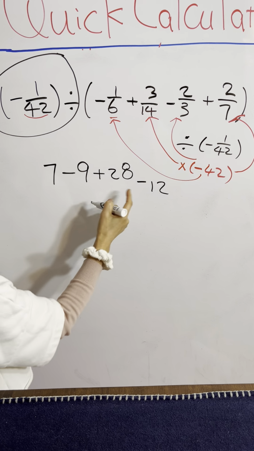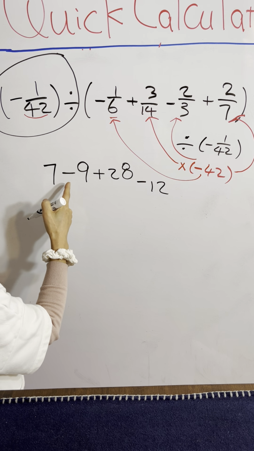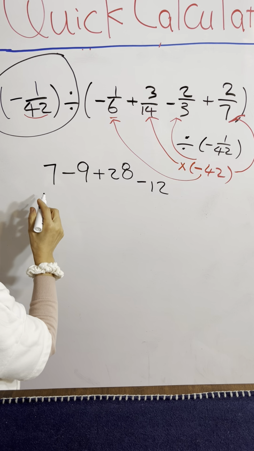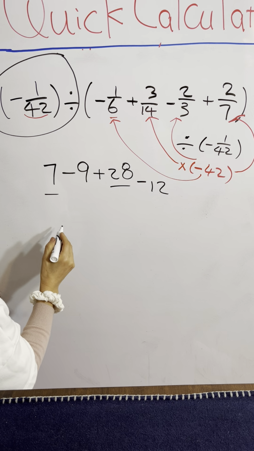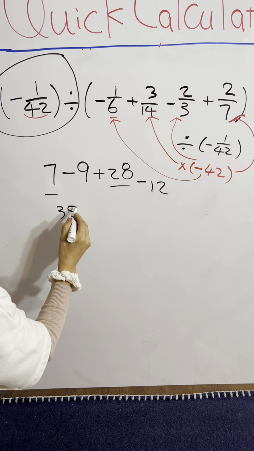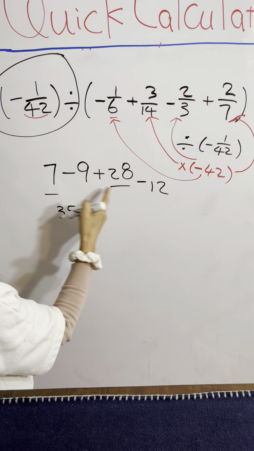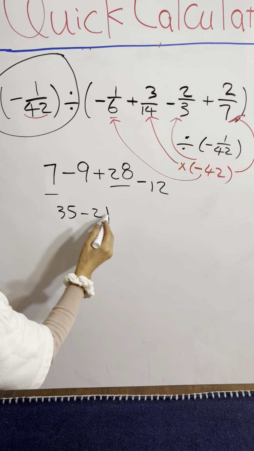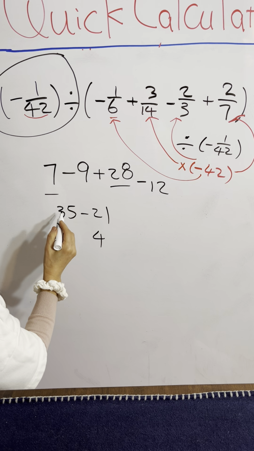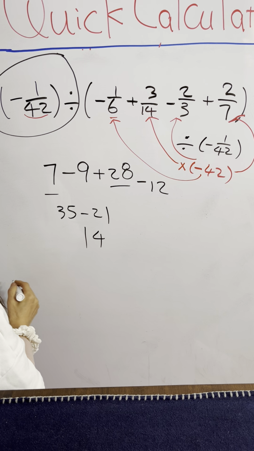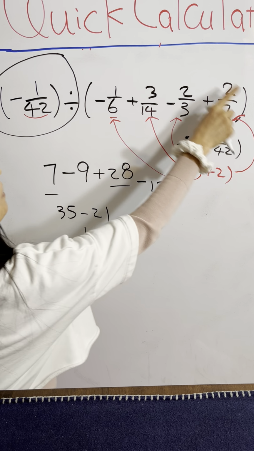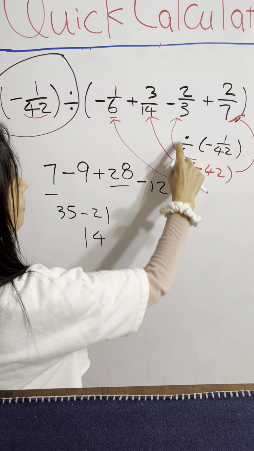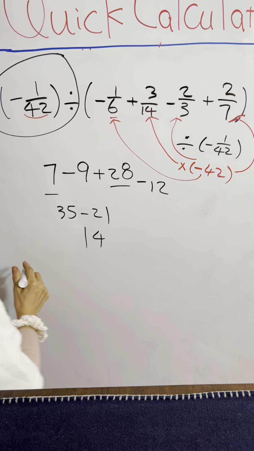So what do I get in the end? The positive ones I have are 7 and 28, which gives me 35. The negative ones I have are -9 and -12, which gives me -21. So 35 minus 21, I get 14. So if I do this divided by this, I get 14.